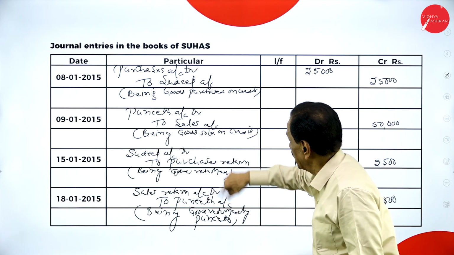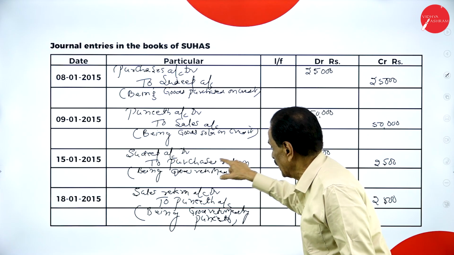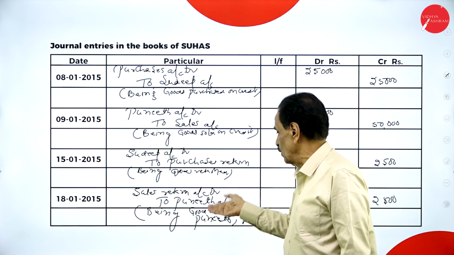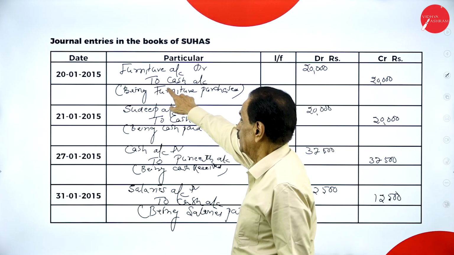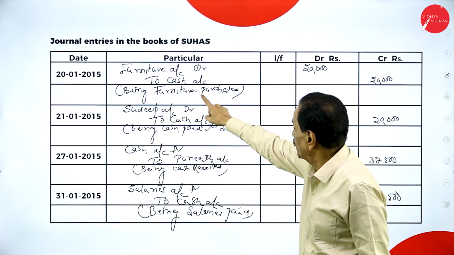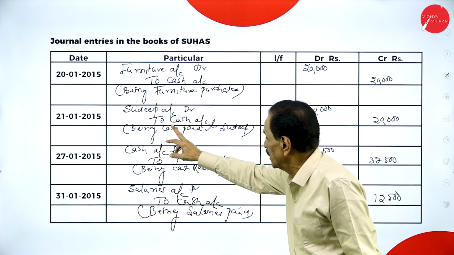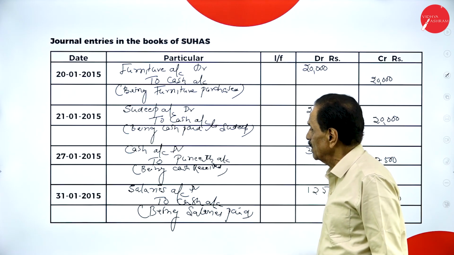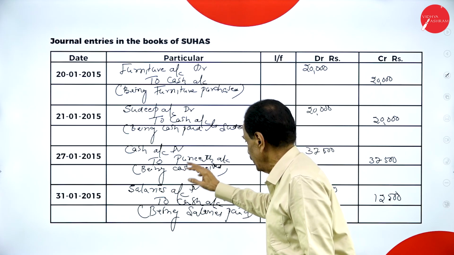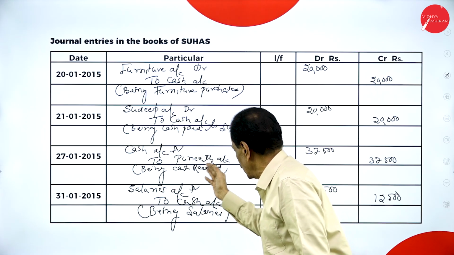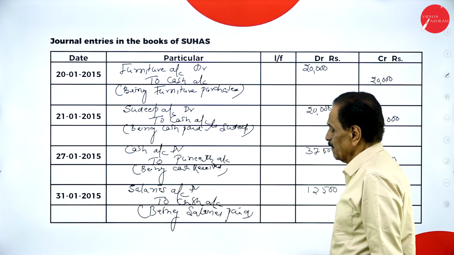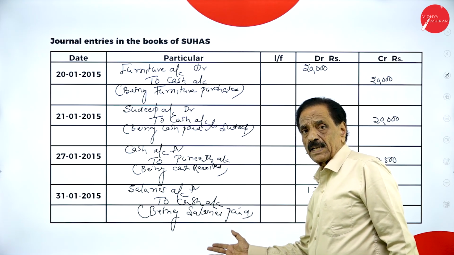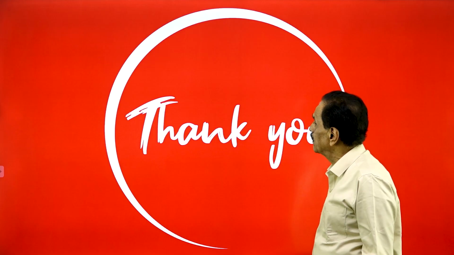Sold to Puneet: Puneet account debtor to sales account. Purchases return from Sudeep: Sudeep account debtor to purchases return. Sales return to Puneet account. Then furniture purchase for cash: furniture account debtor to cash account. Paid to Sudeep: Sudeep account debtor to cash account. Received from Puneet: cash account debtor to Puneet account. Paid salary: salary account debtor to cash account. Salary is a nominal account, cash is going out.